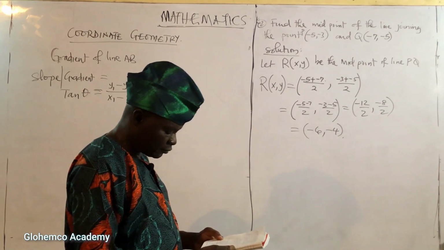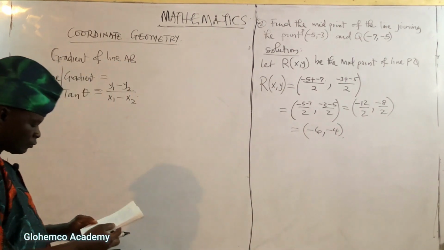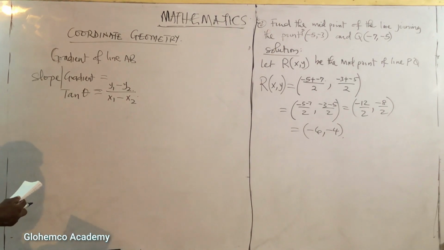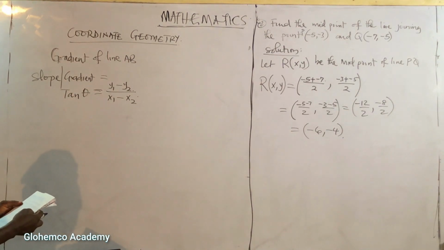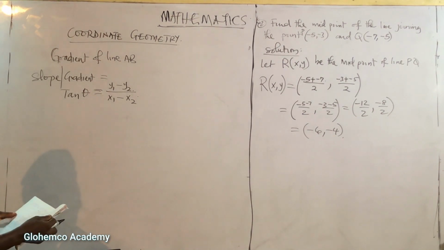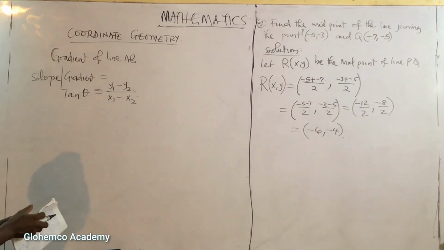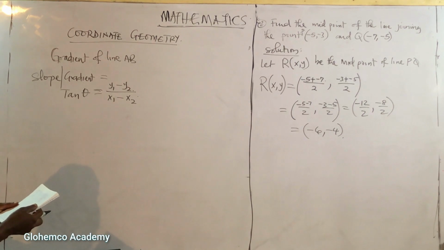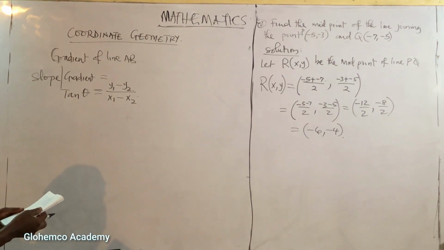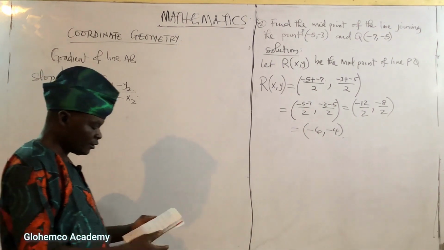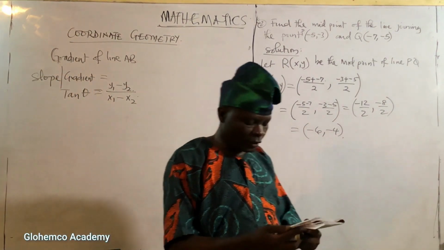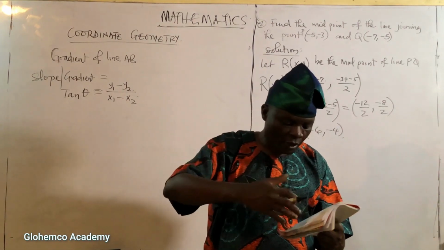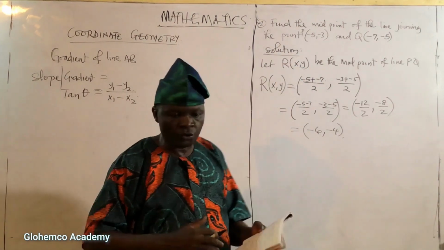Anyway, this is the formula for finding the gradient, but there are some occasions where you can still use another formula. If you are given two different lines and one gradient is equal to the other one, then the lines are parallel to each other.